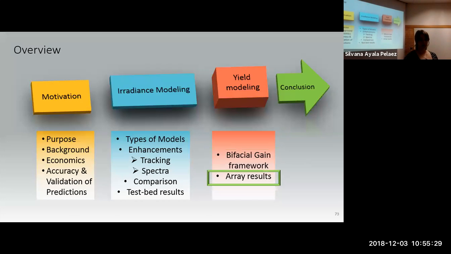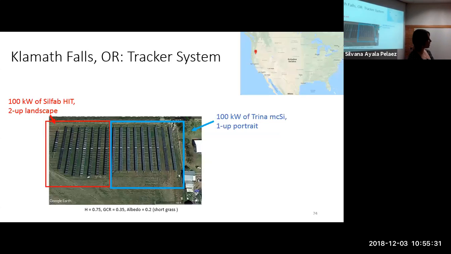For example, we applied this to a tracking system in Klamath, Oregon, which is the little spot up there. We had two fields, one monofacial and one bifacial, side by side, with the same albedo, same clearance height, and same row-to-row spacing. They were the same power, 100 kilowatts versus 100 kilowatts. The Silfab is a HIT technology, and the Trina was a multicrystalline technology, so there's already a difference in the technology itself.